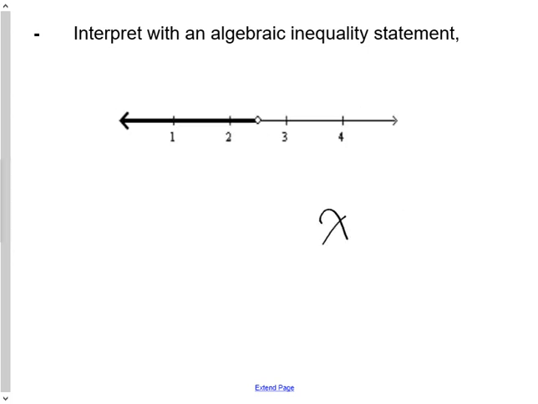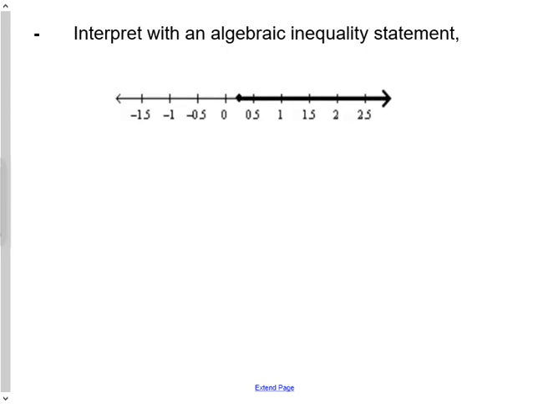All values, and since that is less than, but not equal to, and since it's midway between 2 and 3, we're going to say 2.5, or you could say 2.5, it's up to you. All values less than 2.5. All values greater than or equal to, because it's a closed boundary point. And what would be between 0 and 0.5? The answer is 0.25. So any number that's greater than or equal to 0.25 would be included on that number line.